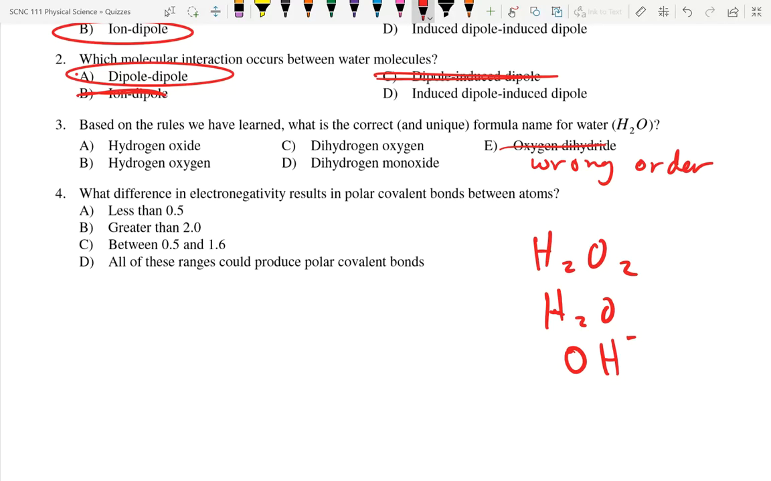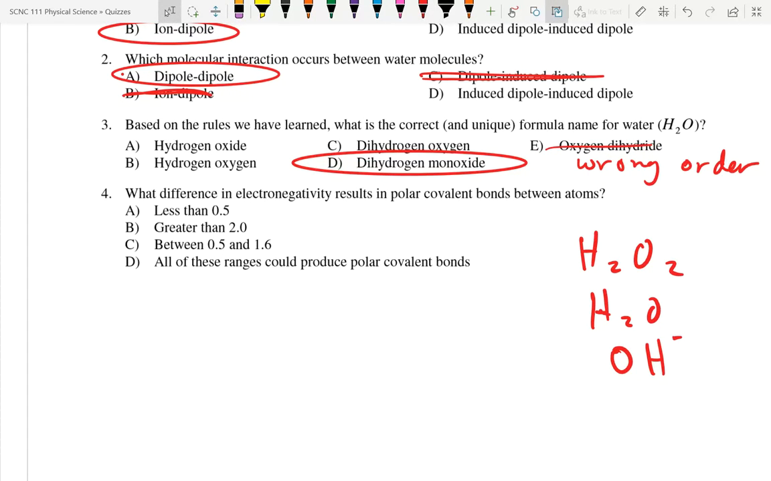What's the prefix for 2, since hydrogen is first? Di. So it's going to have to be dihydrogen. And then what's the prefix for 1? Mono. So it's got to be dihydrogen mono. And then there is, I didn't give you every possible option. It has to end with "ide." So it's dihydrogen monoxide. So that would be the correct and unique formula name for water. And nobody goes around saying, I'm going to drink me some dihydrogen monoxide, because that would be goofy.